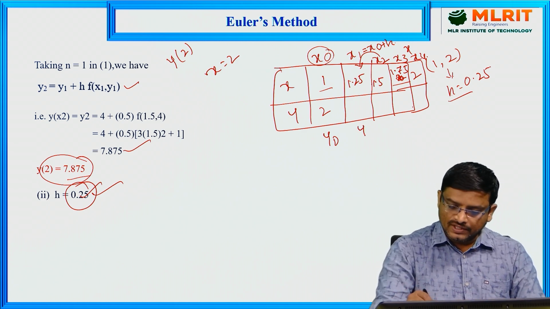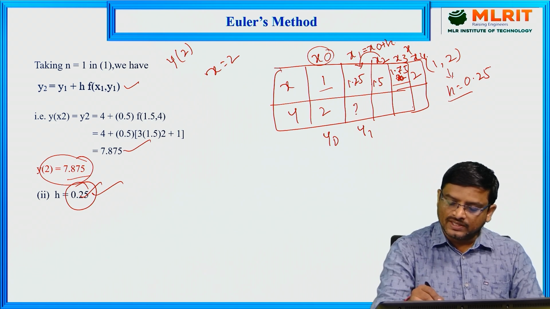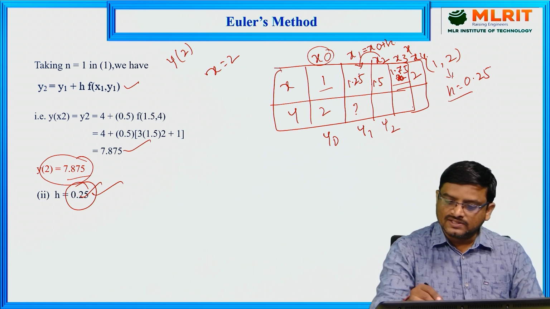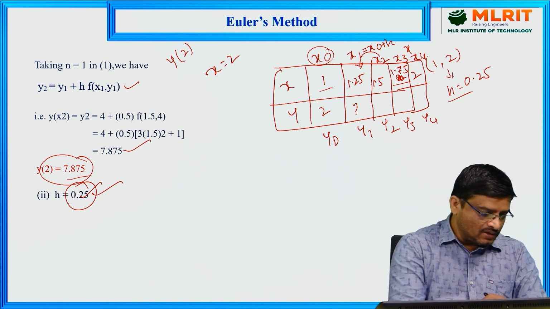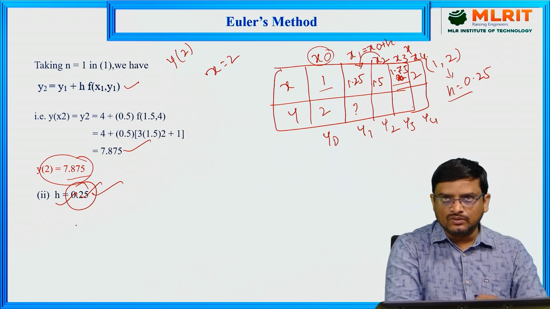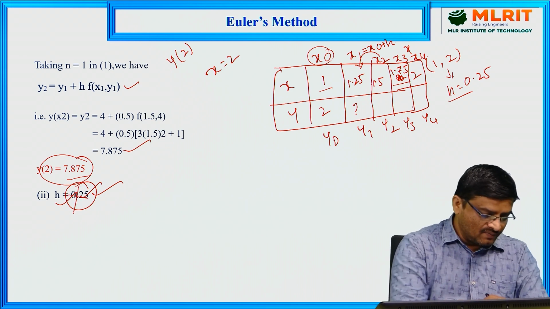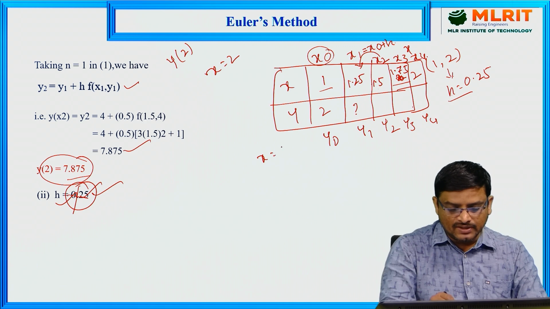Now our question is finding value of y1 at x is equal to x1, that is 1.25, and finding the value of y2 at x is equal to x2, that is 1.5, and y3 at x is equal to 1.75, and y4 at x is equal to 2. So since in the problem he has mentioned the h value, according to that h value we have to take the values of x. Suppose if the h value is not mentioned in the problem, then directly we can take x is equal to 2.